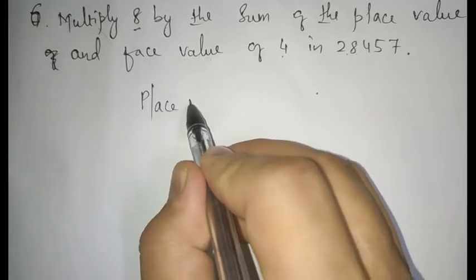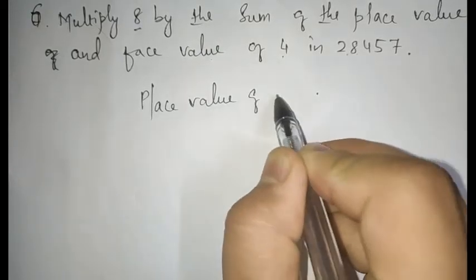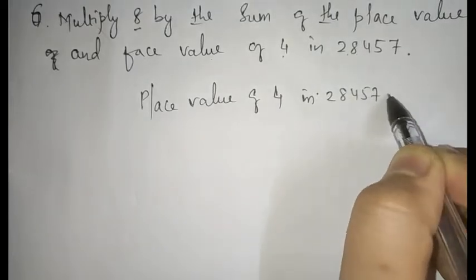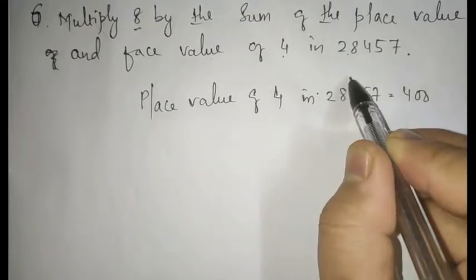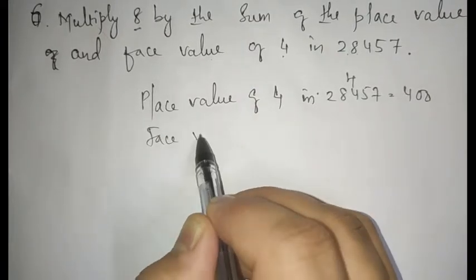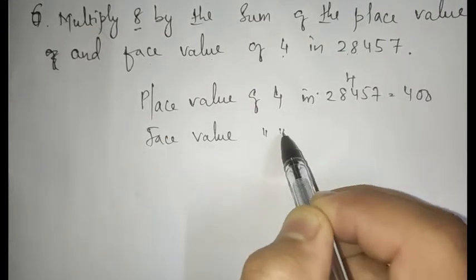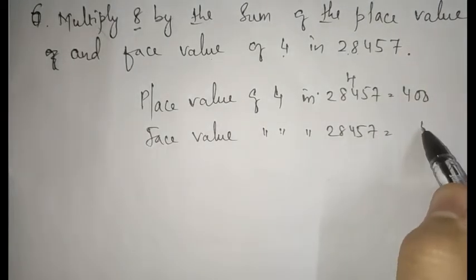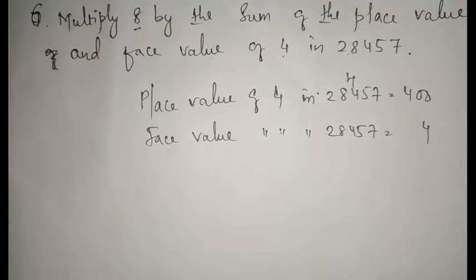Place value of 4 in 28457 is 400, because it is in the 100 position, that's why it is 400. Similarly, the face value of 4 in 28457 is its own value, that is, face value 4.